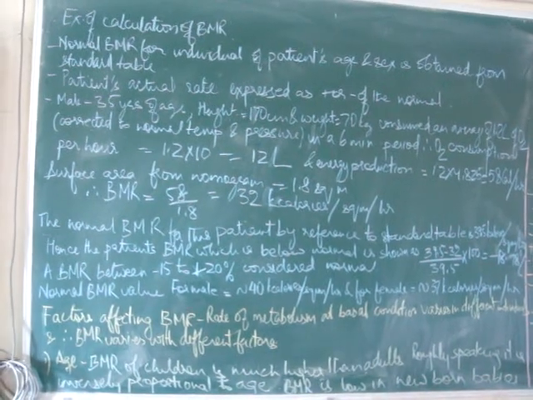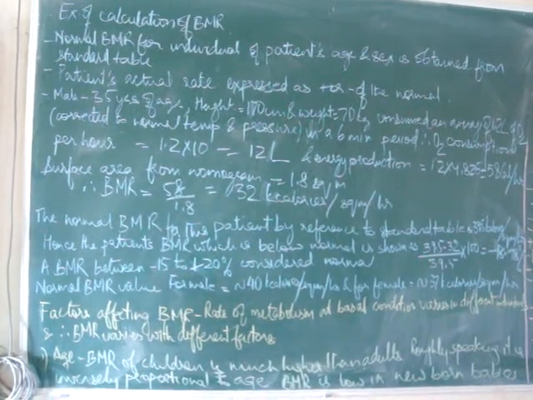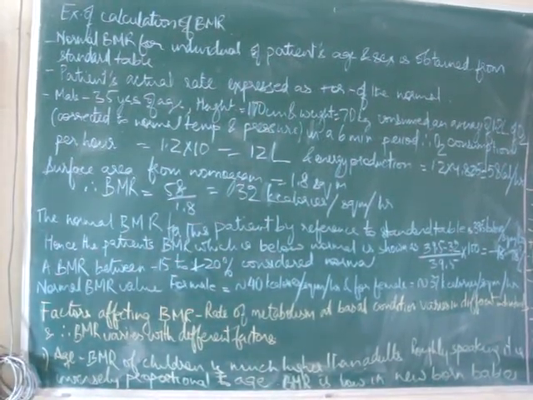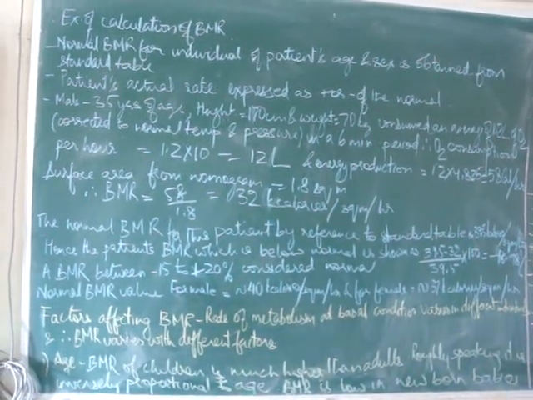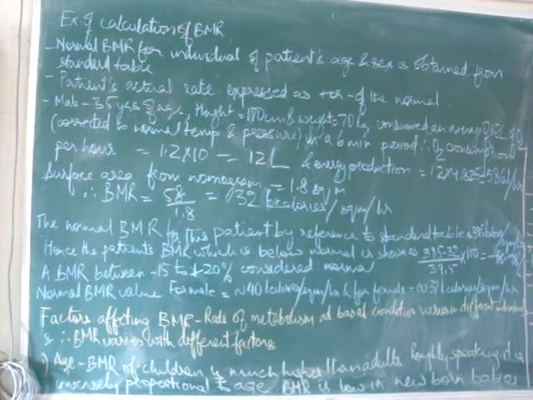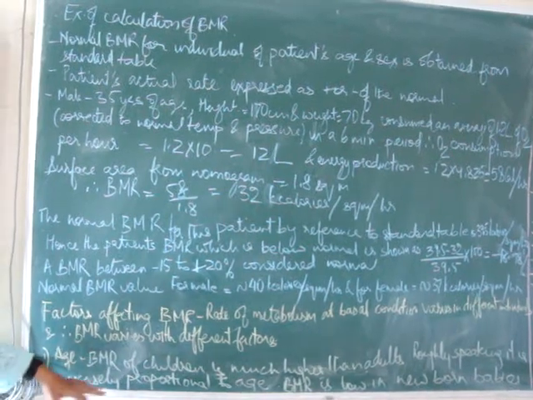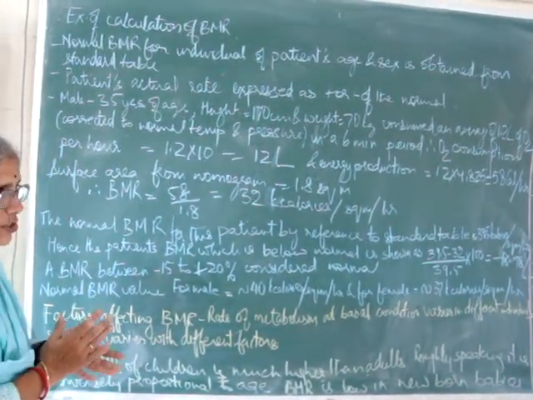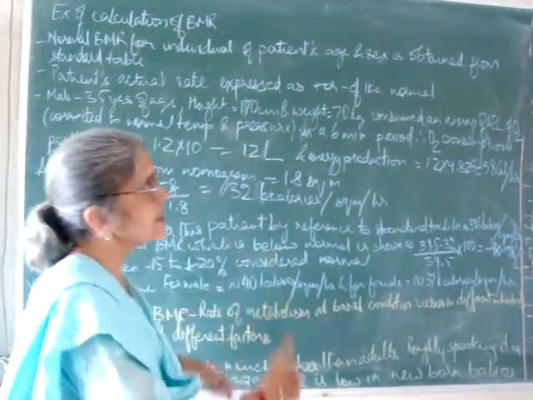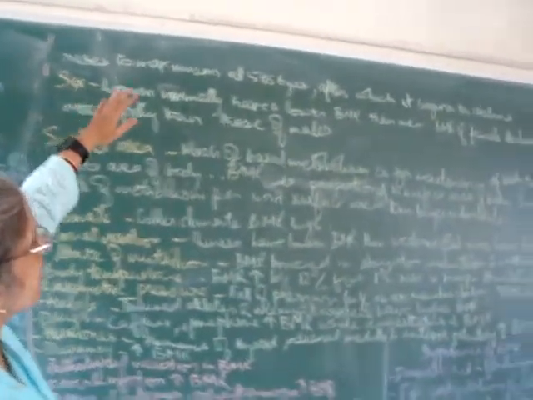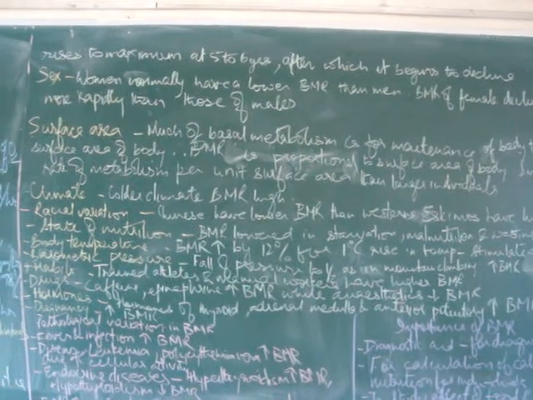Now the factors which affect BMR. The rate of metabolism at basal condition varies with different individuals and various other factors. First is age. BMR of children is much higher than adults because they have a greater surface area in comparison to their weight. So roughly speaking, it is inversely proportional to age. Initially when a child is born, the BMR is low, then it starts increasing and rises to a maximum at the age of 5 to 6, after which it begins to decline.